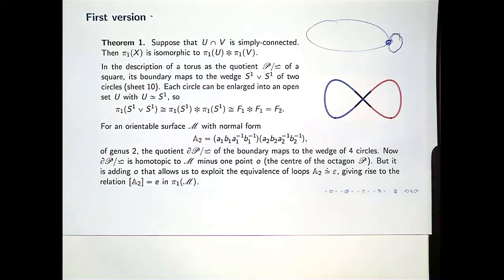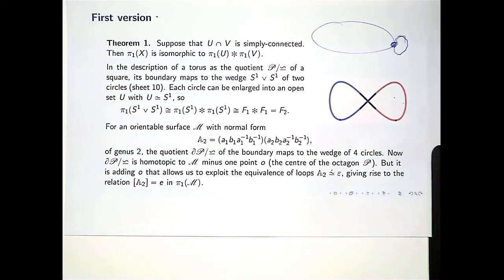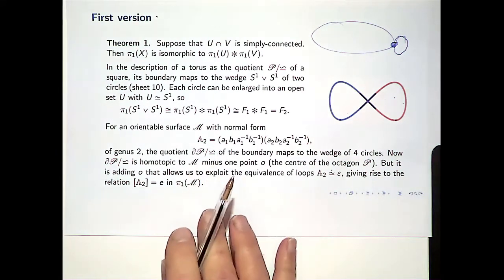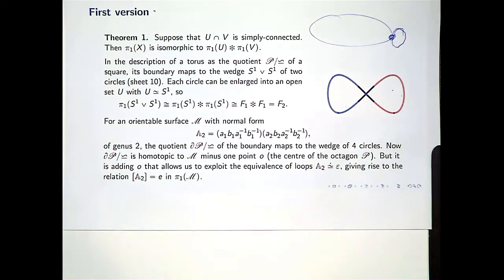But then we have to fill that in and ask what is the fundamental group of the torus. This is a subset of the torus. These two circles wedged together at this point is a subset of the torus. But we want the fundamental group of the torus. Now we know what that is secretly.